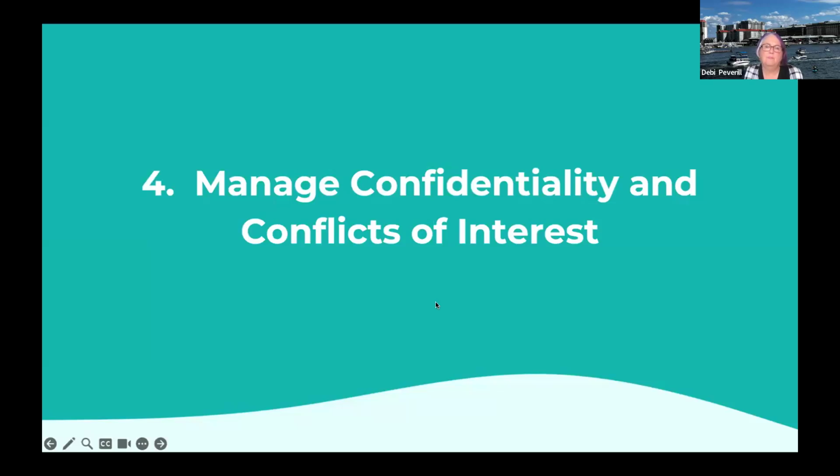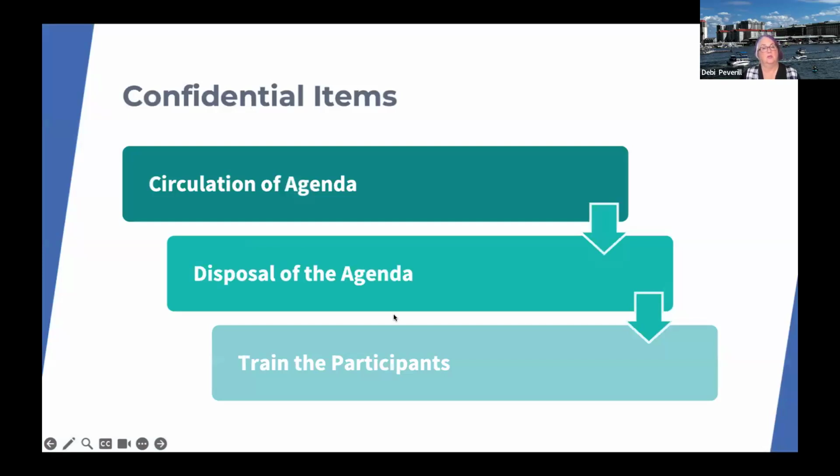The fourth thing, making sure we handle confidentiality and conflict of interest. I talked a bit already about conflict of interest because it is important in that we don't want to be giving information to somebody who's in conflict. So people need to look at that agenda being circulated as soon as they possibly can to identify conflicts so they don't get the information they shouldn't be getting.